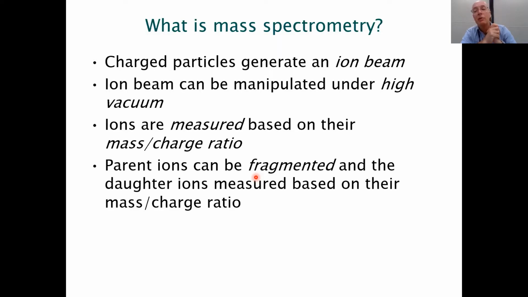Mass spectrometers do not measure mass. That may seem counterintuitive, but it's true. They measure the ratio of mass to charge. In addition, we can measure parent ions, which can then be fragmented. And the daughter ions can also be measured in terms of their mass to charge ratio. So that's in a nutshell what it is.